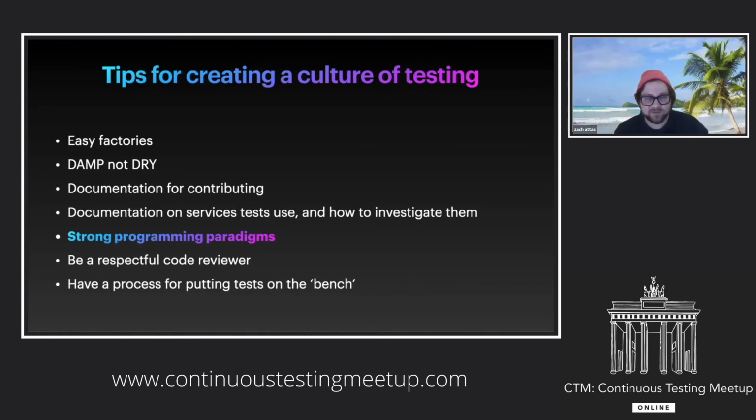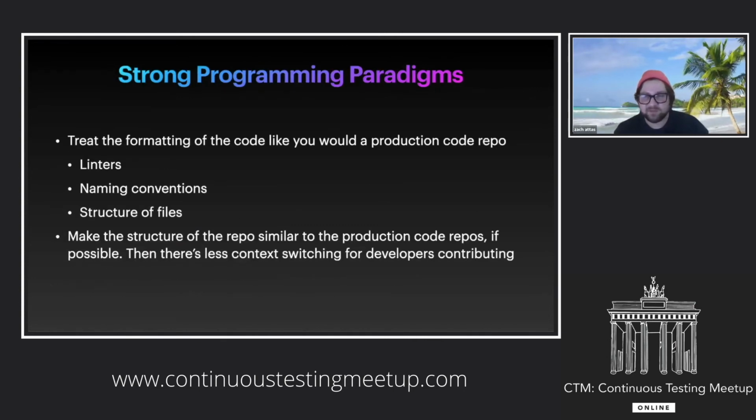Okay, next tip, strong programming paradigms. I would posit that it's important to treat your test code like you would treat production code. What does that mean? That means turn on the same linters that you'd have for your production code, have the same naming conventions, structure your files in a consistent way.